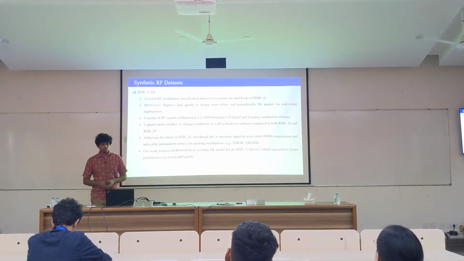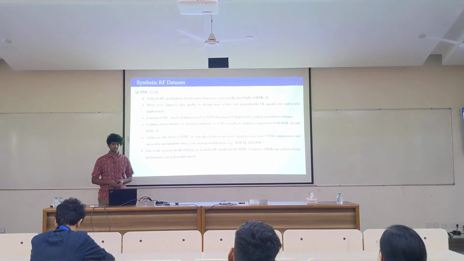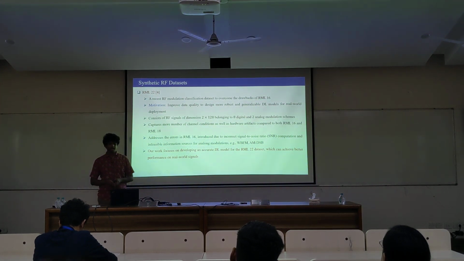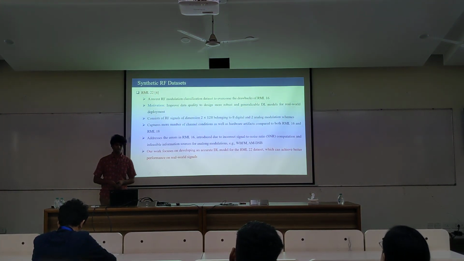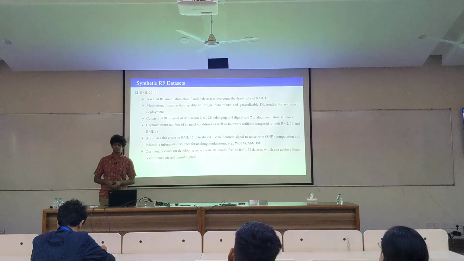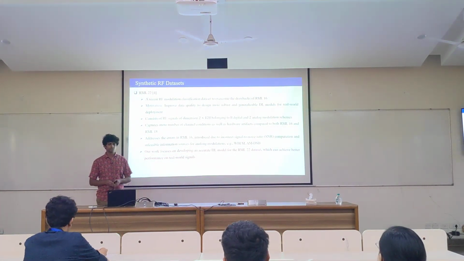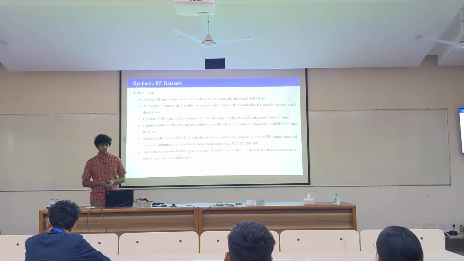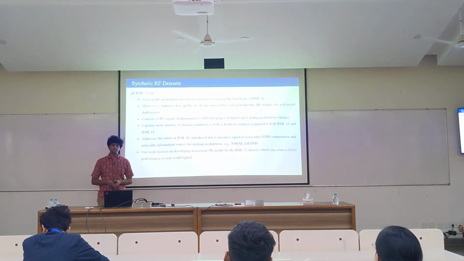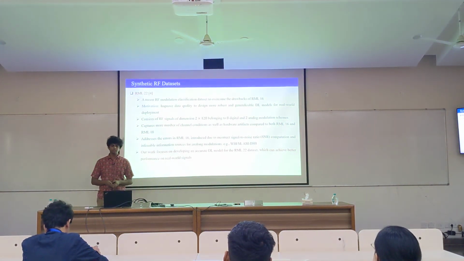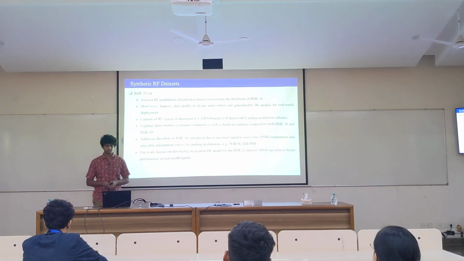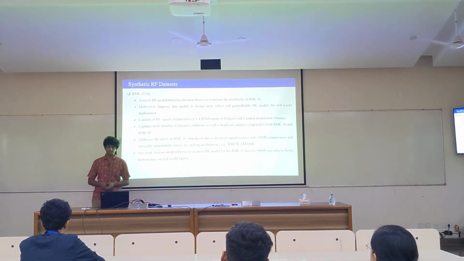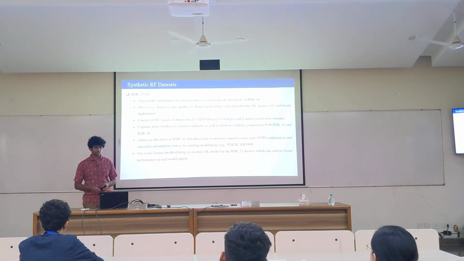Then came RML22, which is a recent radio frequency modulation classification dataset, which was proposed to address the drawbacks of RML16. The motivation was to improve the data quality and to design more robust and generalizable deep learning models for real-world deployment. It consists of radio frequency signals of the dimension 2 by 128, consisting of 8 digital and 2 analog modulation schemes. It addresses the errors in RML16 due to incorrect signal-to-noise ratio computation and infeasible information sources for analog modulation schemes. Our work focuses on developing an accurate deep learning model for the RML22 dataset, which can achieve better performance on real-world signals.